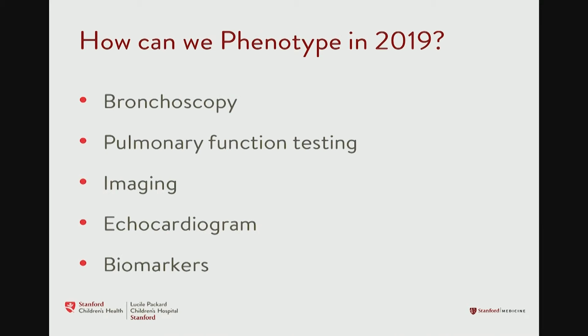So how can we phenotype going in 2019 and going forward? I'll touch on some of these, highlighting recent publications, looking at bronchoscopy, pulmonary function testing, advances in imaging, echocardiogram, and then biomarkers. Biomarkers is a broad term, and a lot of the focus of biomarkers, as Dr. Hammond just alluded to, with cord blood and endothelial progenitors, and even some recent exome work, gets at predicting who develops BPD, but may have a role also once BPD is established.